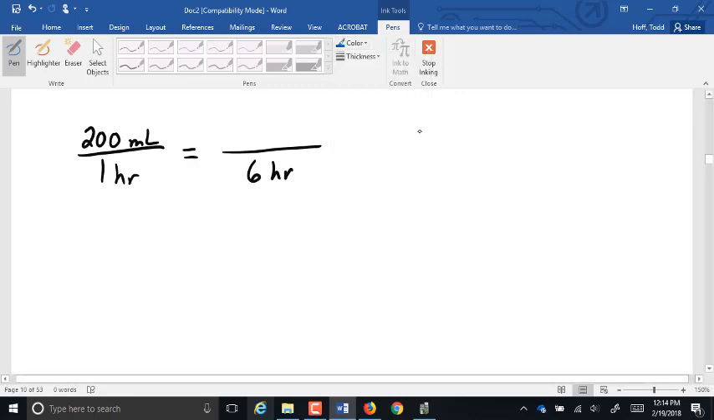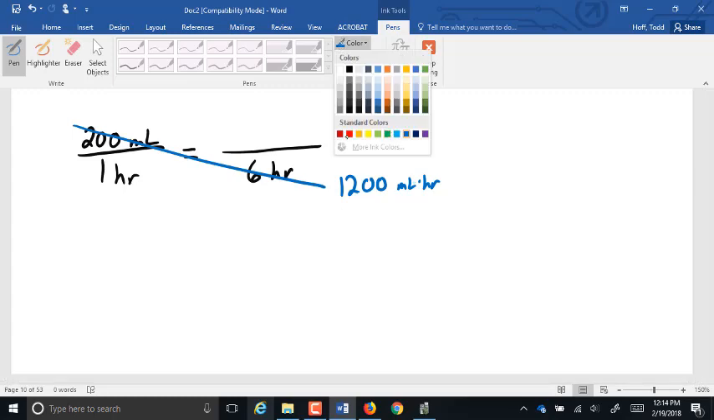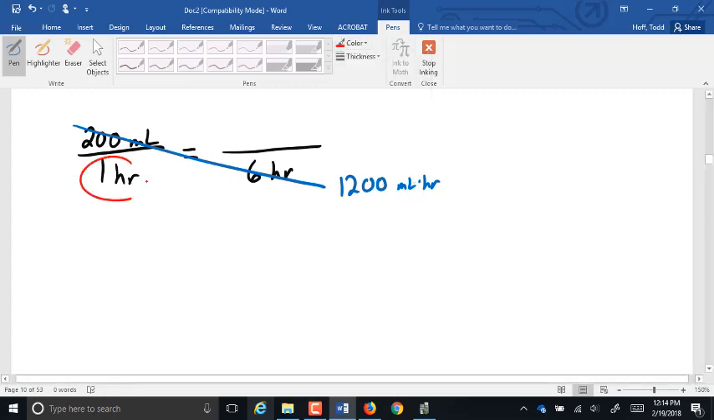So again, we can just cross multiply and divide. 200 milliliters times 6 hours is 1,200. Now, if we're worried about the units, that would be milliliters times hours. That unit doesn't make much sense, but it is there. Now we're dividing by the 1 hour. So that cancels out the hours. 1,200 divided by 1 is 1,200. The units left are milliliters.